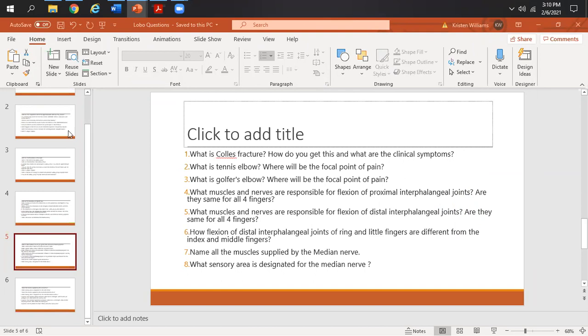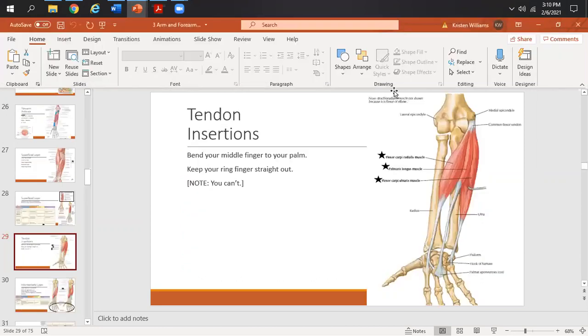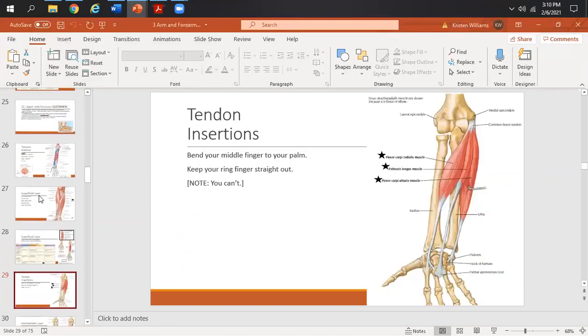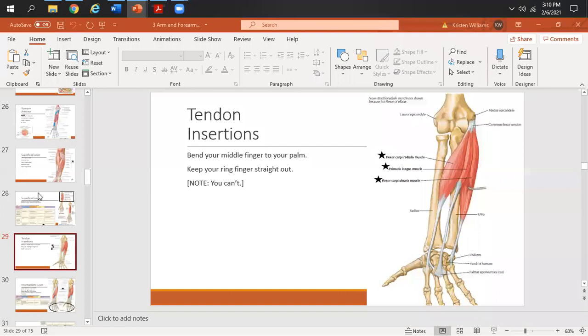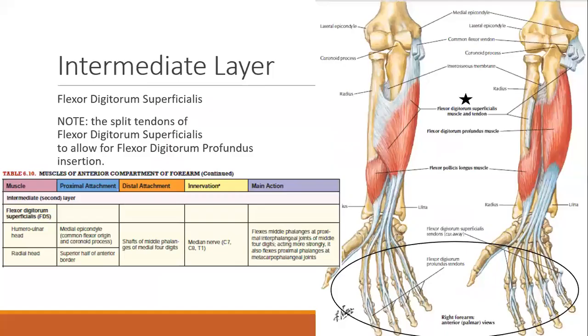Okay, fun. So let's go back and talk about your anterior forearm compartment. So when it comes to flexion at the DIPs versus the PIPs, you're going to need to know different muscles and how they're innervated, and it gets to be interesting. So you have your flexor digitorum superficialis muscle.